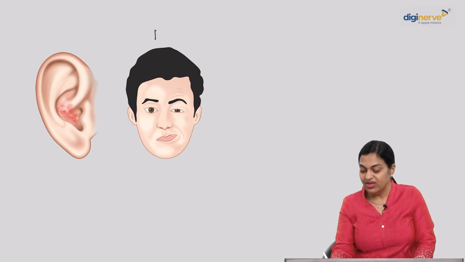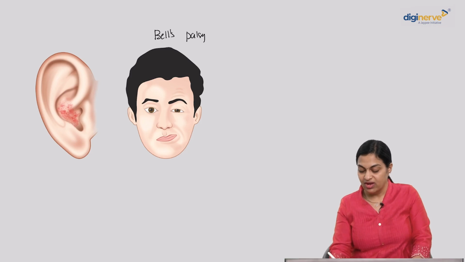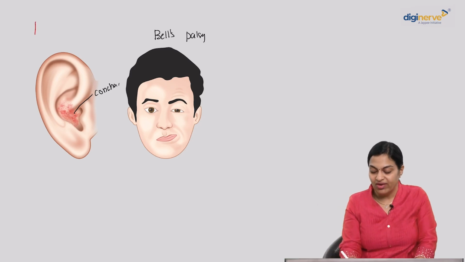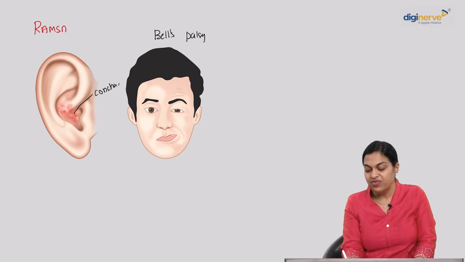Okay. And what is this? So in this image, you see Bell's palsy. And here in the concha, you get to see vesicles. Can you tell me the syndrome related here? Very good. It's called the Ramsay-Hunt syndrome.